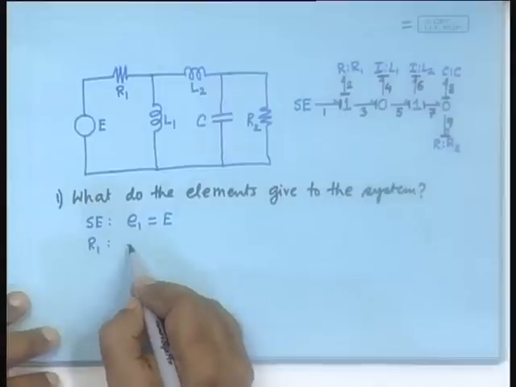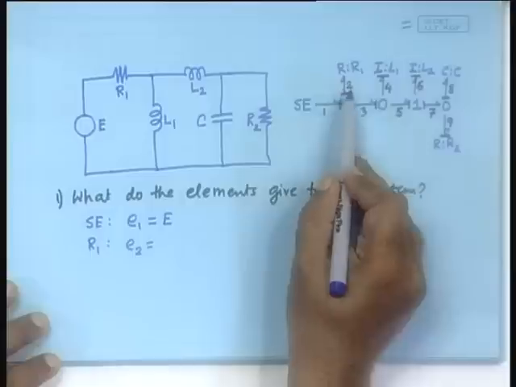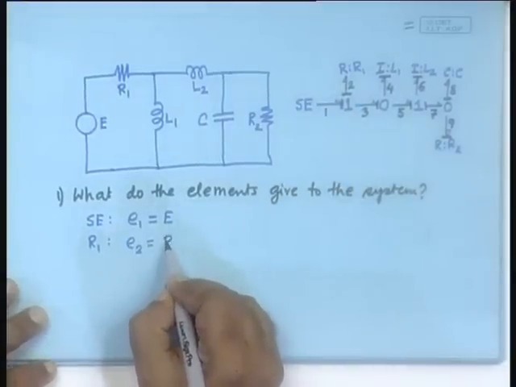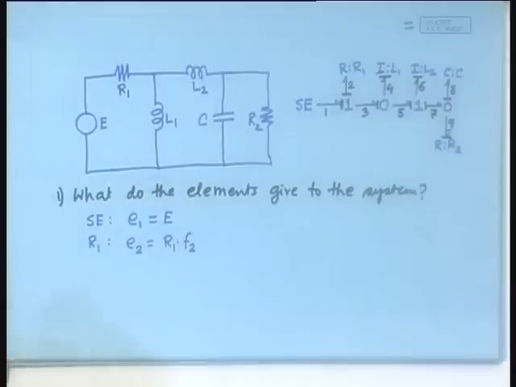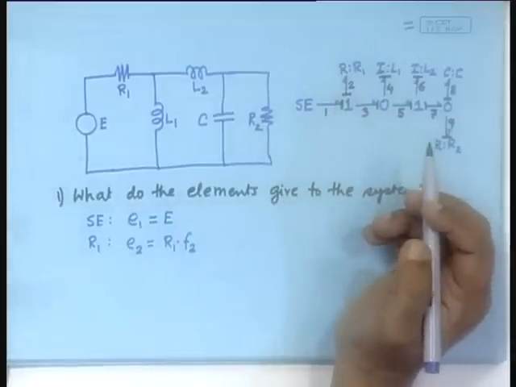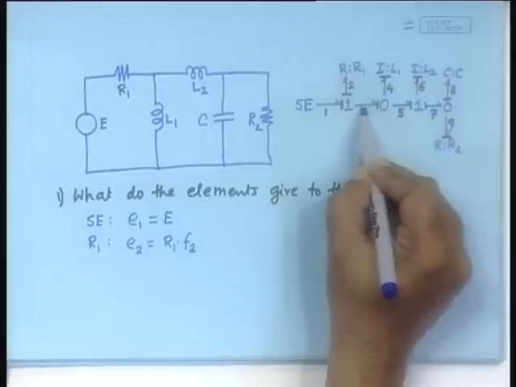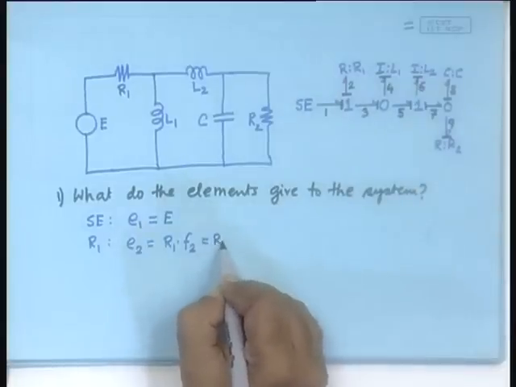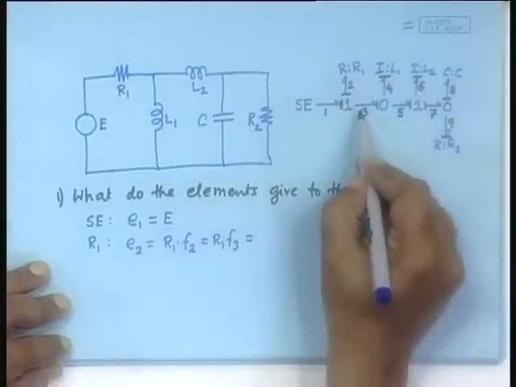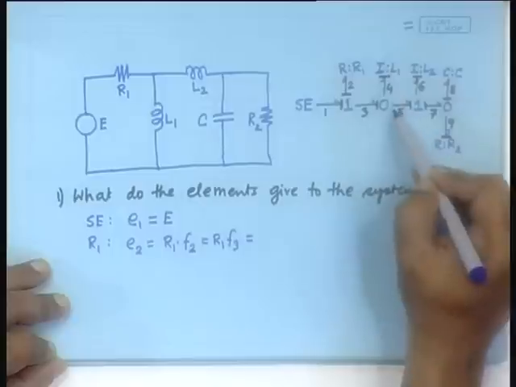So we start with E2. E2 will be related to its own character, which is, yes, R1 times F2. Then we have to find out where did this F2 information come from. F2 information has come from this as a strong bond. So this is equal to R1 F3. Now F3 information, what does it come from? 0.